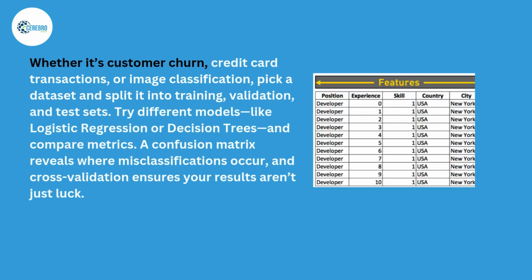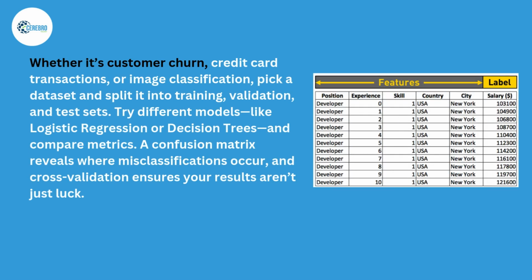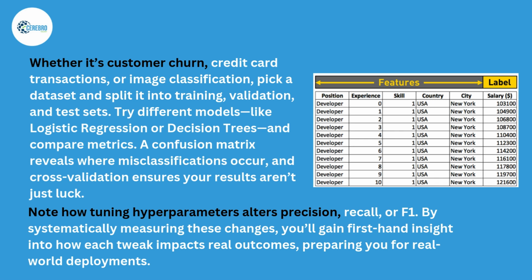Try different models like logistic regression or decision trees and compare metrics. A confusion matrix reveals where misclassifications occur, and cross-validation ensures your results aren't just luck. Note how tuning hyperparameters alters precision, recall, or F1. By systematically measuring these changes, you'll gain first-hand insight into how each tweak impacts real outcomes, preparing you for real-world deployments.